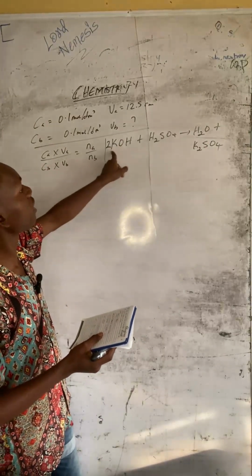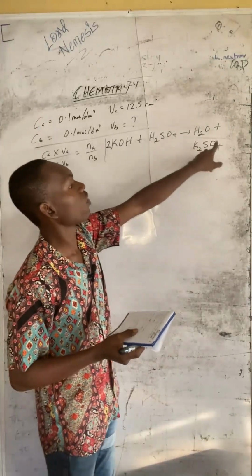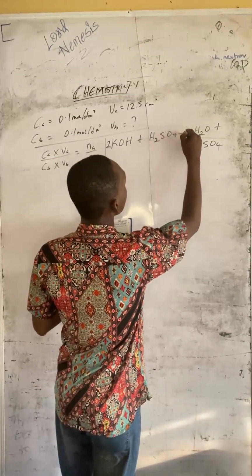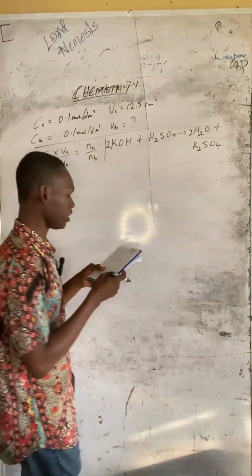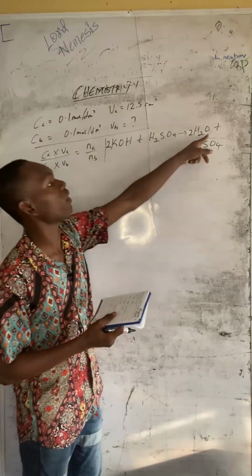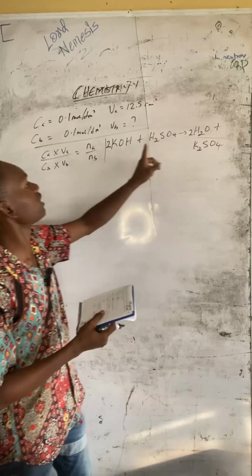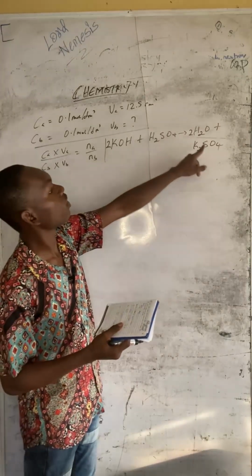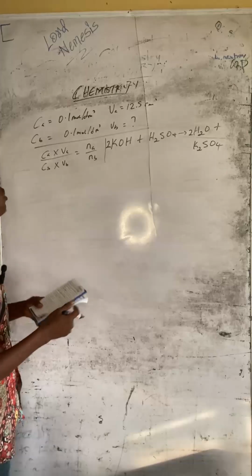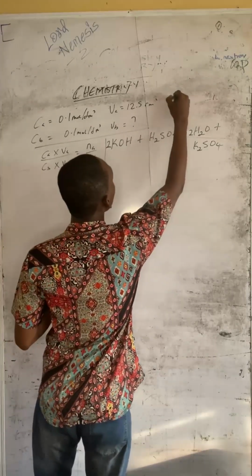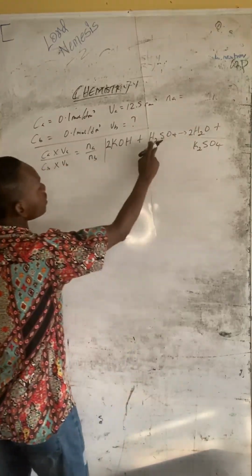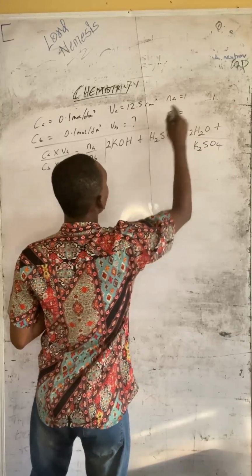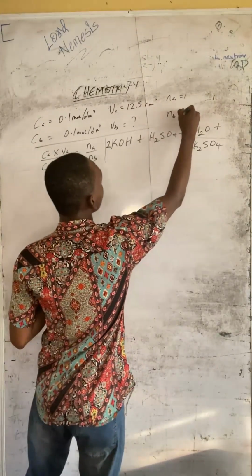Oxygen is 2 here, plus this 4, 6. Oxygen is 4, and we have to place 2 oxygen there. Right? Oxygen here is now 2 plus 4, that's 6. Hydrogen is now 2, 2, 4, and then 4 hydrogen. So the equation is balanced. So we have now noticed that the number of acid used here is 1, and the number of base, which is the potassium hydroxide, is 2.